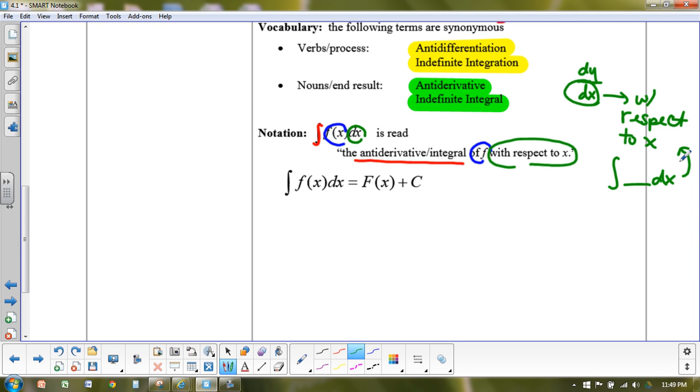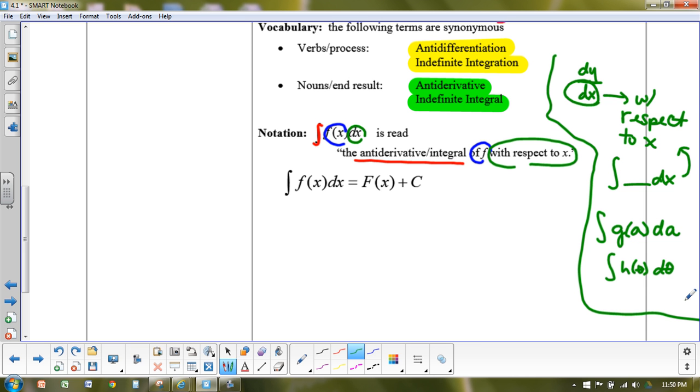All right, continuing that a little bit further, you could extend that. You could talk about, for example, instead of a function f, maybe it's a function g. Instead of x, maybe it's g of a dA. Or some trig function, maybe it's like h of theta d theta. You could extend that whole idea of being with respect to anything, really.